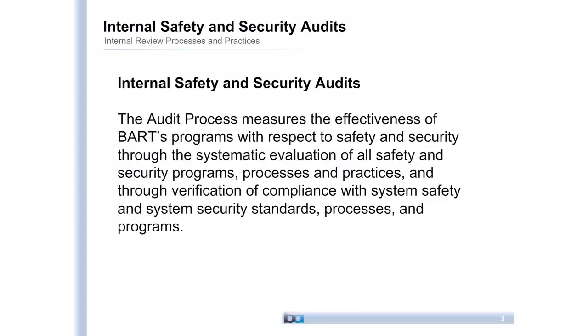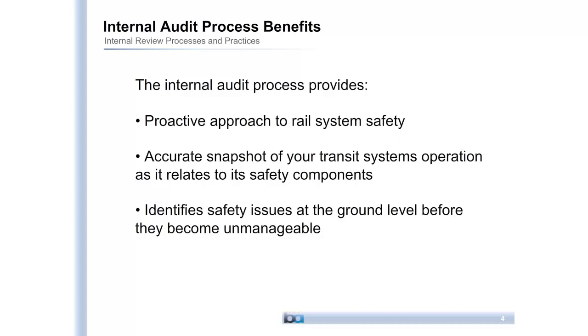Internal safety and security audits. The audit process measures the effectiveness of BART's programs with respect to safety and security through the systematic evaluation of all safety and security programs, processes and practices, and through verification of compliance with system safety and system security standards, processes, and programs. The internal audit process provides a proactive approach to rail system safety.